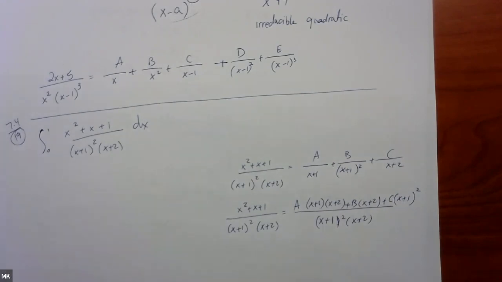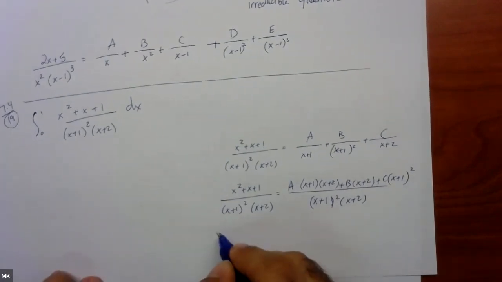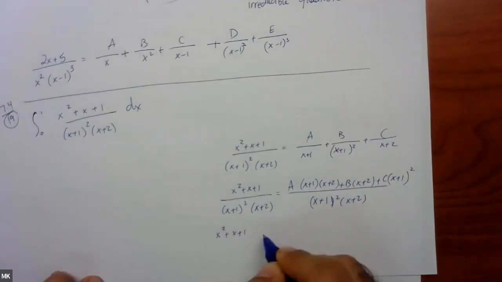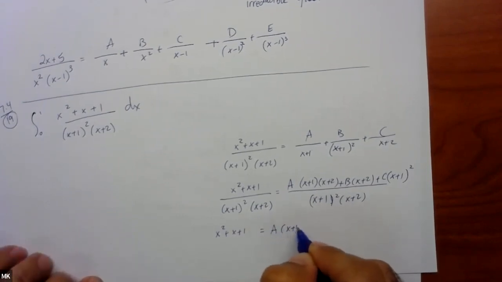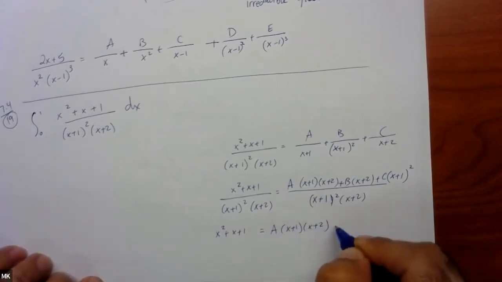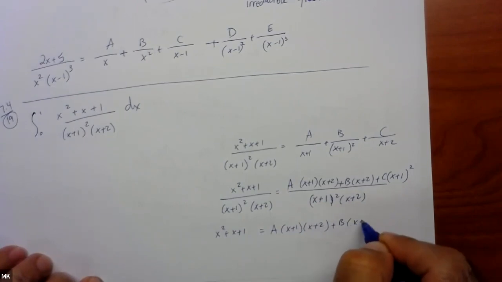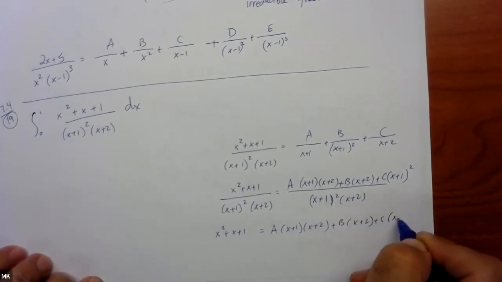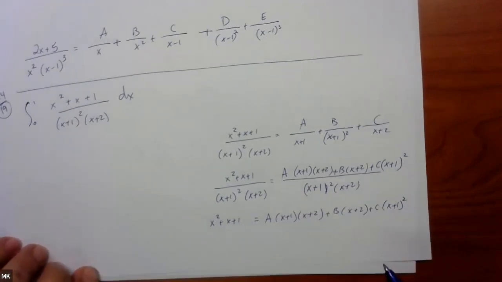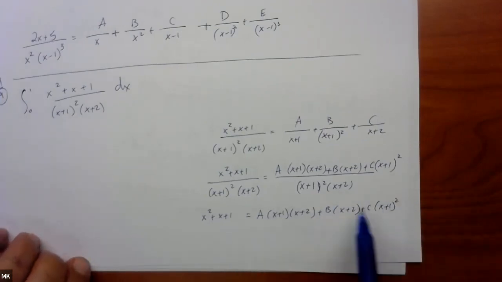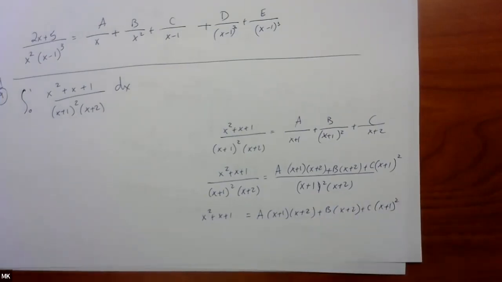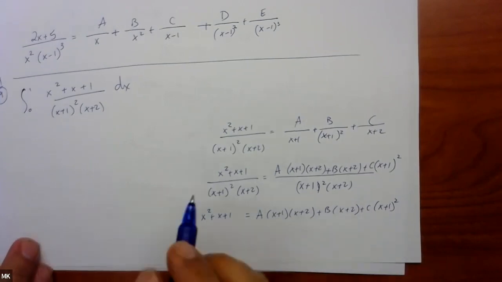Very good. Now I'm going to, of course, just set the numerators equal to each other. X squared plus x plus 1 equals a, x plus 1, x plus 2, plus b, x plus 2, plus c, x plus 1 squared. Now, once again, you could distribute and then you can cancel things as much as you want, or you can use the Heaviside method. So let's just do that.